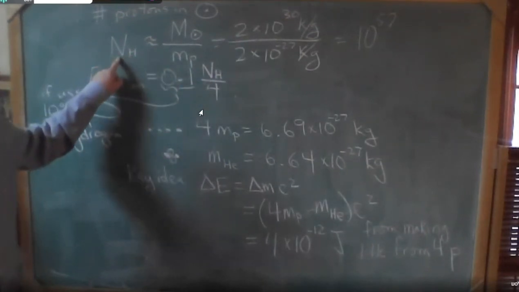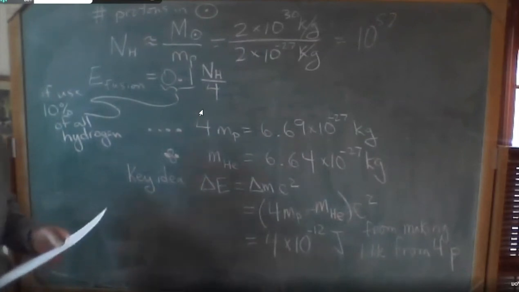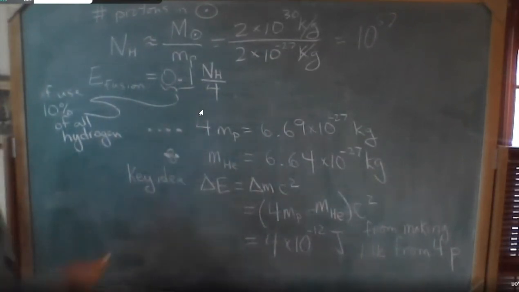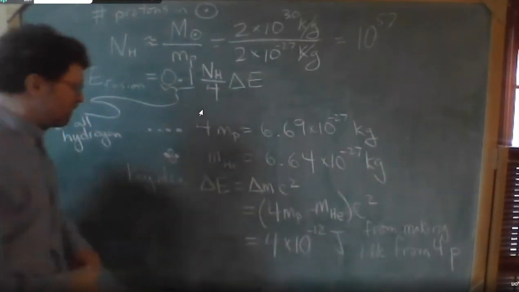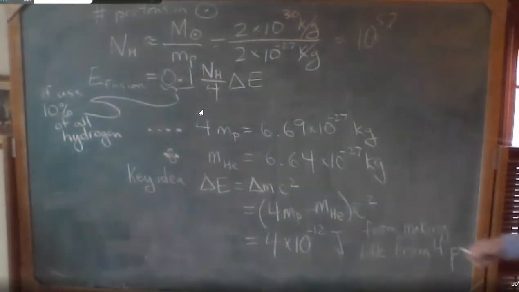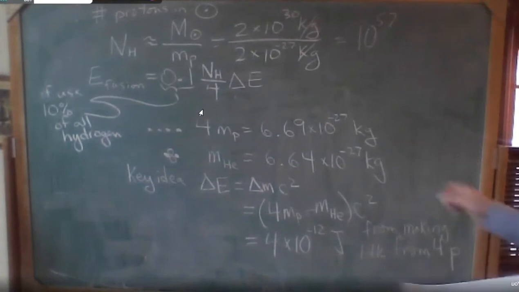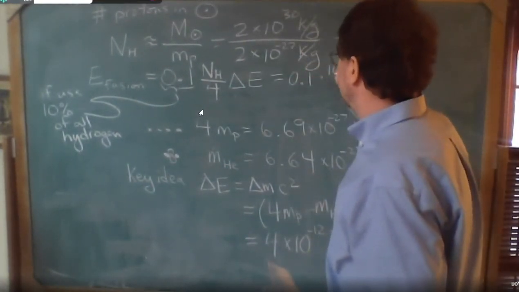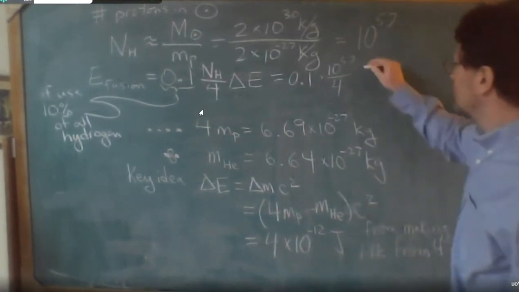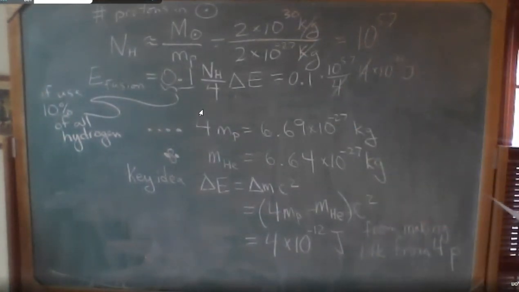So I take the number of hydrogens or protons and I divide by 4 so that I can get the number of reactions that are going to occur as they get converted to helium. And then I'll multiply by delta E. Because remember what we said delta E was? The same 4 times 10 to the minus 12 joules that is at the bottom here. That's just from making 1 helium nucleus out of 4 protons. So I multiply by the number of times that I can do that. And what do we get? Well, it's 0.1 times 10 to the 57 over 4 times 4 times 10 to the minus 12 joules. These 4's make a ratio of 1. And this turns out to be 10 to the 44 joules.